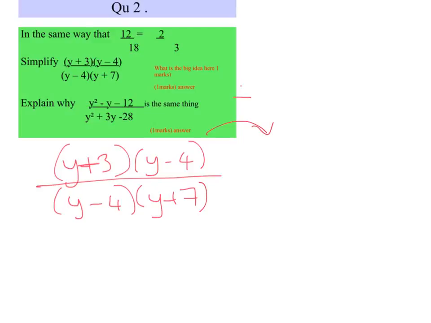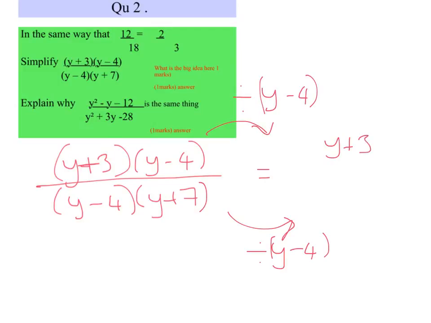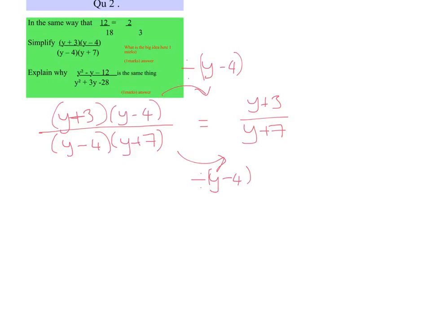equivalent. So we can divide both top and bottom by y take away 4, because we can see it is a factor of the top line and the bottom line, so the numerator and the denominator. That leaves us with y plus 3 on the top and y plus 7 on the bottom. Now the second part is explaining why they're the same thing.